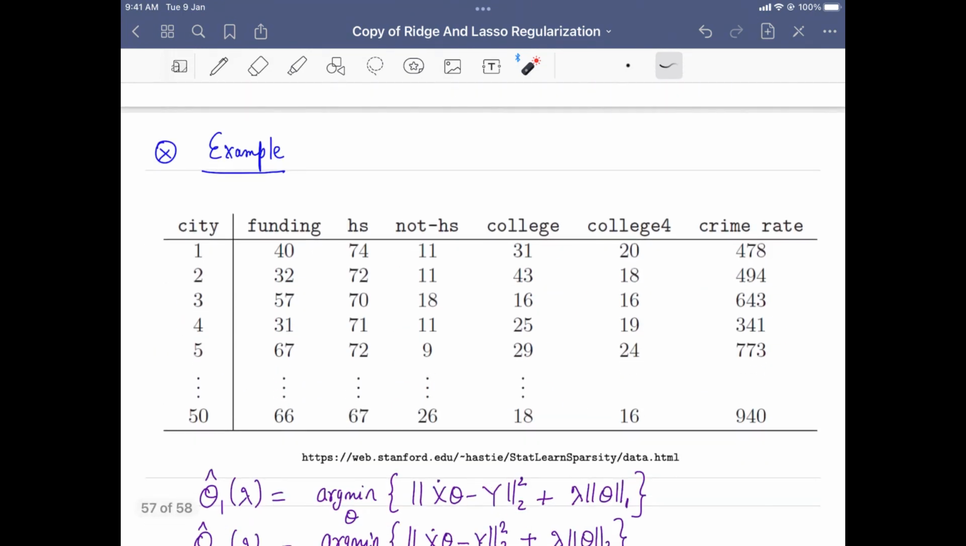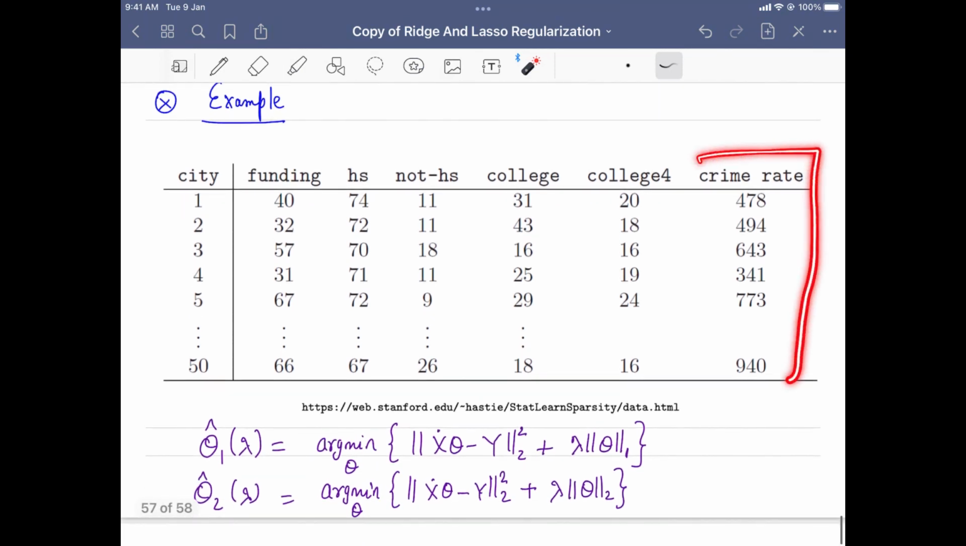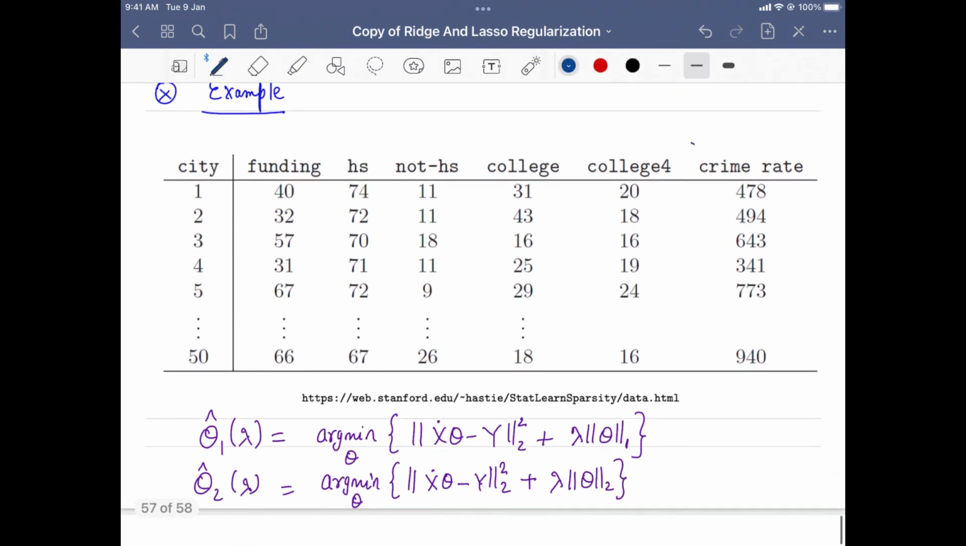This is another example which shows you why lasso regression is helpful. So here you can see we have crime rate in the city. What we are trying to do is predict the crime rate here. This is y, and this is all features.